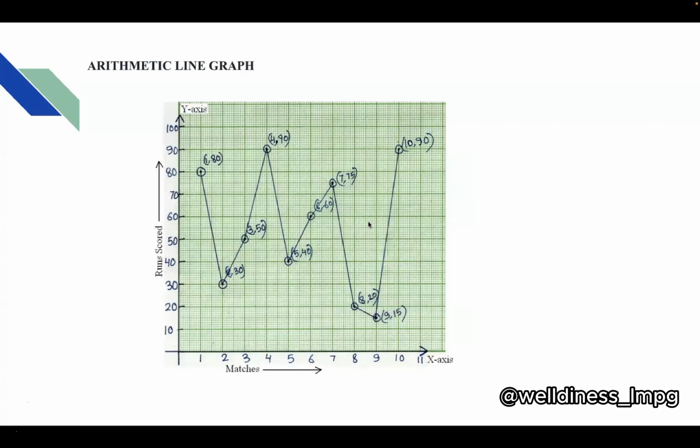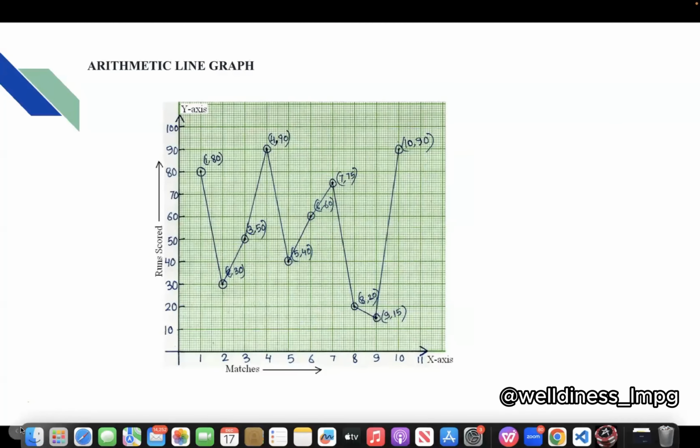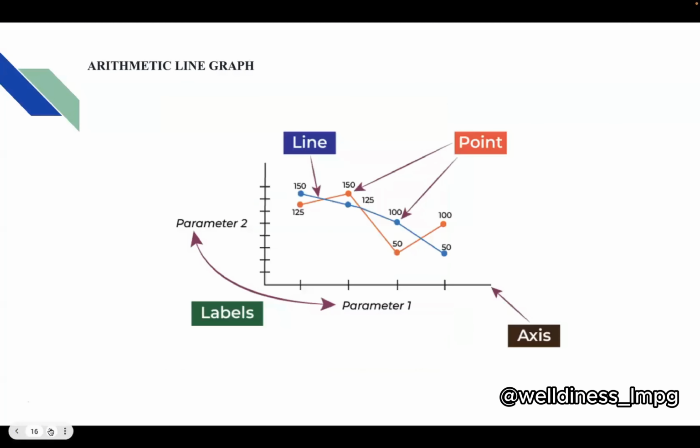So who can tell me what type of arithmetic line graph this is? Single, right? That's correct. Single line graph. Why is it a single line graph? Because there's only one line, right? Yes.